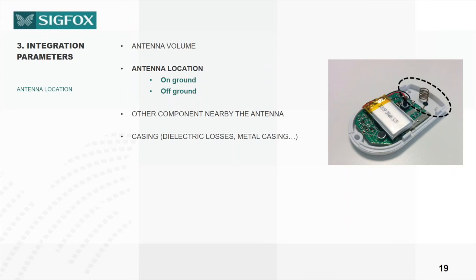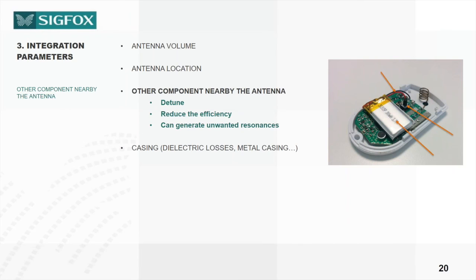Now, the antenna location is also very important. Depending on the antenna topology, you cannot place it anywhere you want. We have on-ground solutions, for instance, patch antennas, which can be placed over the ground plane of your device or over your PCB, while you have what I call off-ground antennas, like in the picture, which are placed on the side of the PCB or the ground plane. In that part we have, for instance, monopole antennas. So depending on the type of antenna, you cannot place it wherever you want.